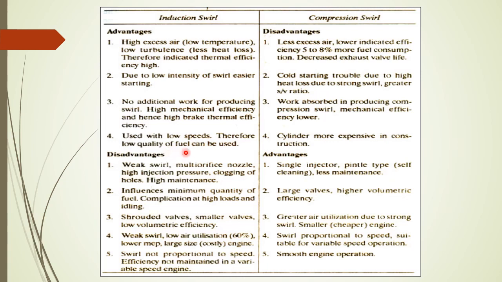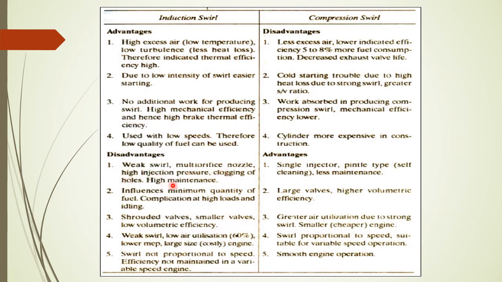Advantage again, it is used with low speed, therefore low quality of fuel can be used. Here, the cylinder is more expensive in construction, meaning the design of this divided combustion chamber is expensive. It needs very precise construction, and that's why the cost is more.